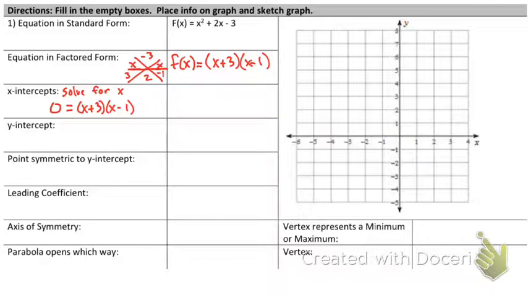Okay? So we're going to basically solve this. And if you recall, to solve by factoring, we're going to take each of our factors and set them equal to 0. So we can now do this. X plus 3 equal to 0. X minus 1 equal to 0. And we are going to solve for x. So minus 3. So one of our x-intercepts is x equal to -3.